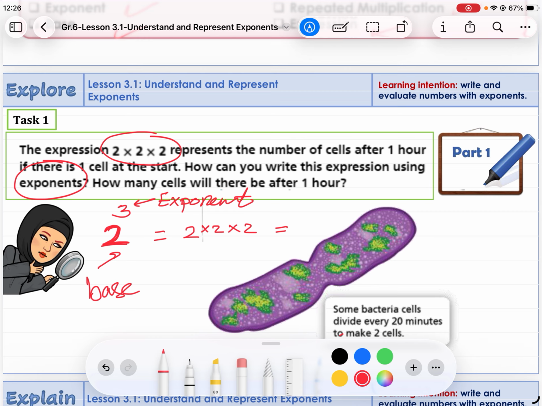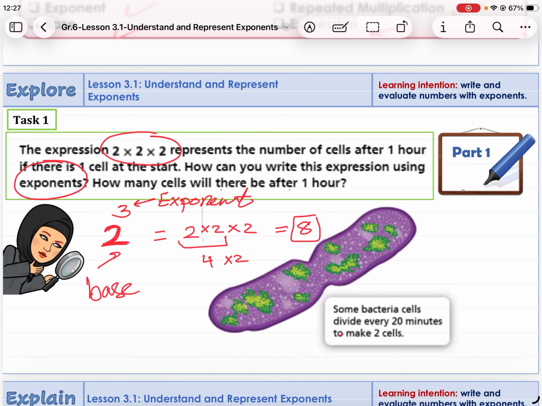Evaluate, guys, means finding the value. So 2 times 2 equals 4. And 4 times 2 will be 8. So the value of this exponential form is 8. The value of the expression is 8. So this is the meaning of an exponent.